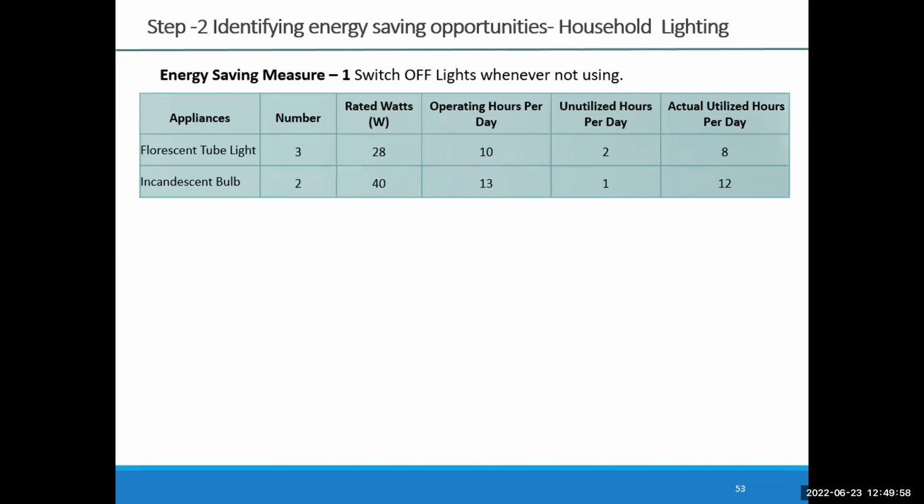So here also there is some opportunity of energy saving. Considering the same old examples, that is fluorescent tube lights and incandescent lamps, if you minimize their operating hours, say the unutilized hours per day for the fluorescent tube light is 2 hours and for the incandescent bulb is 1 hour, you are reducing the actual operating hours to 8 in case of fluorescent tube lights and 12 in case of incandescent bulbs. So we can see that some energy can be saved by just minimizing the operating hours.